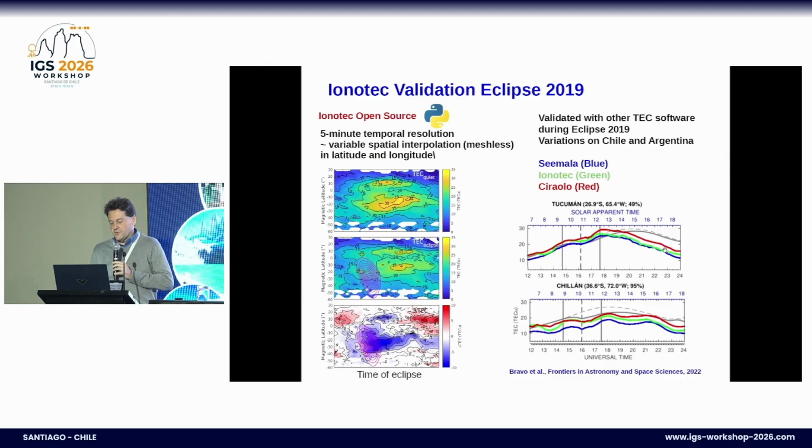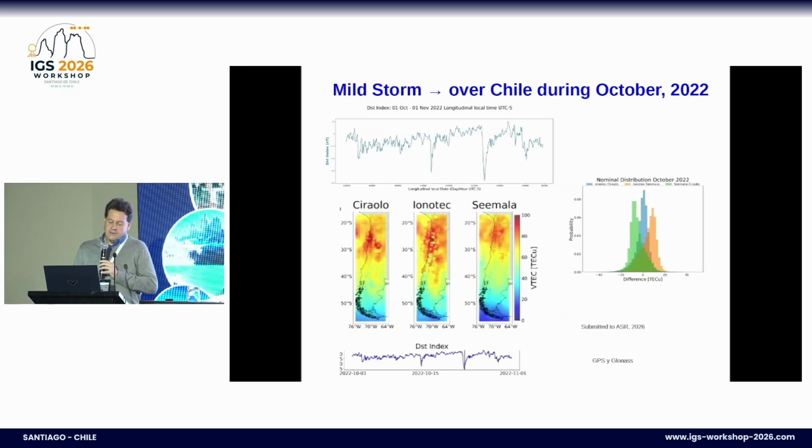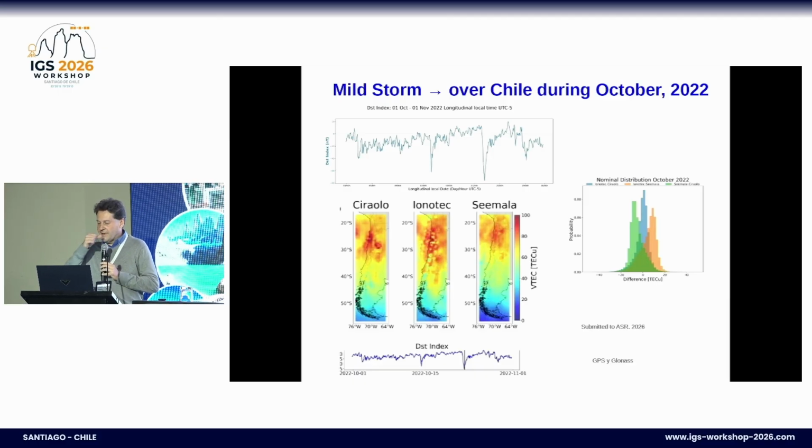This was done, for example, for the eclipse of 2019. And you can construct it for as many as you want. Of course, that was for quiet conditions. This has been done lately on a mild storm using very high resolution data available in Chile from the Centro Sismológico Nacional, which has a lot of antennas all over Chile. And here we compare with all the standard models, Ciraolo, Semala, etc. And we are doing quite well with them.